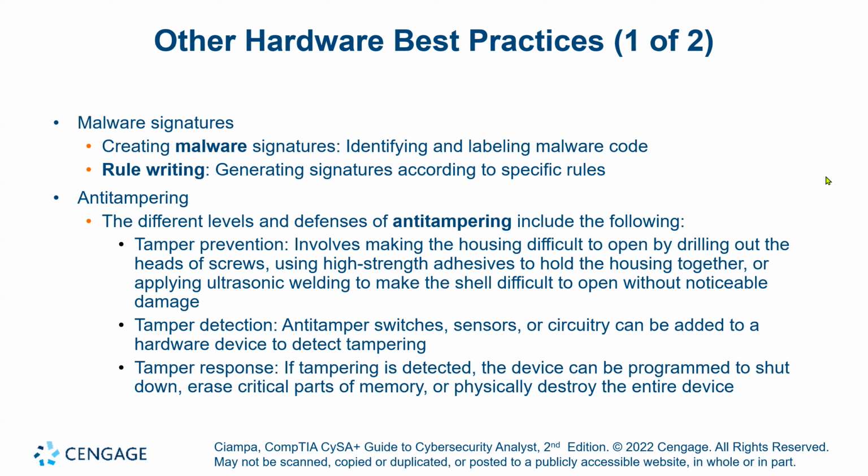Okay. Other hardware best practices. Malware signatures: creating malware signatures, identifying and labeling malware code, rule writing, generating signatures according to specific rules. Anti-tampering. The different levels and defenses of anti-tampering include the following. Tamper prevention involves making the housing difficult to open by drilling out the heads of screws, using high-strength adhesives to hold the housing together, or applying ultrasonic welding to make the shell difficult to open without noticing damage.